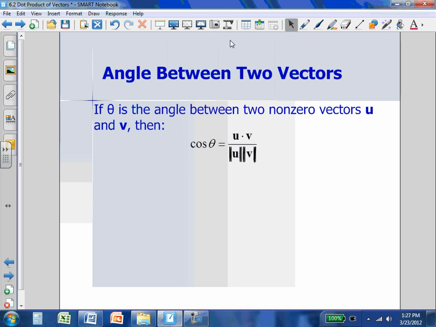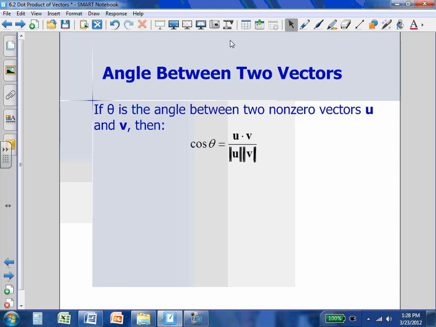Now that we know how to find dot products, one of the most useful things to use a dot product for is to find an angle between two vectors. And here's the formula. You'll need to write this down at the top of your paper.